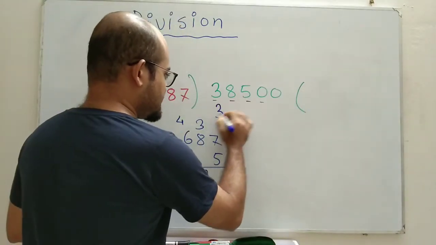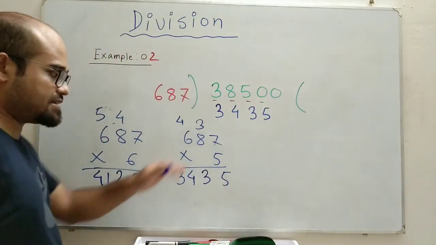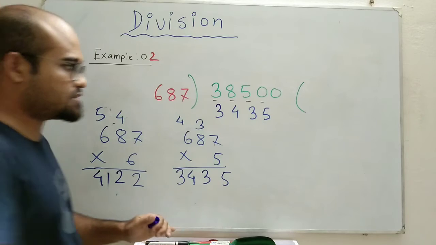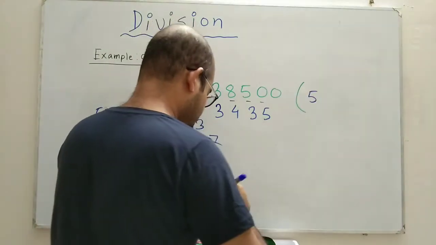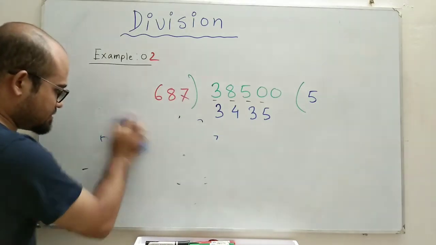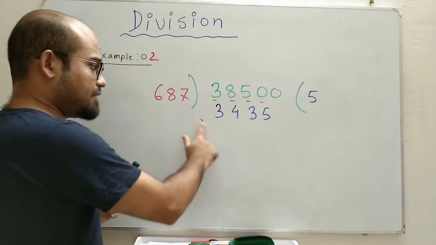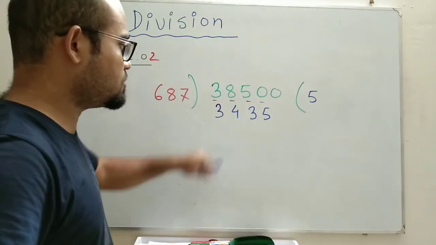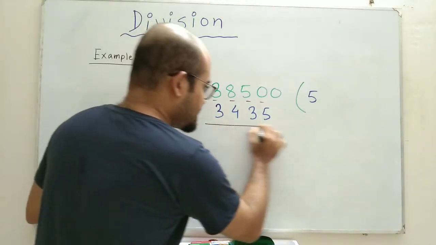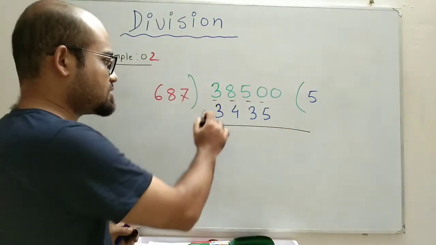So, let's write that. And what multiplied by 687 gives me 3435? It's 5. Let me write 5 more. Okay, let's rub that out. It's an awful lot of calculation. But no doubt rewarding. Okay, after this step, as usual, what we will do? We will subtract 3435 from 3850. So let's do that.